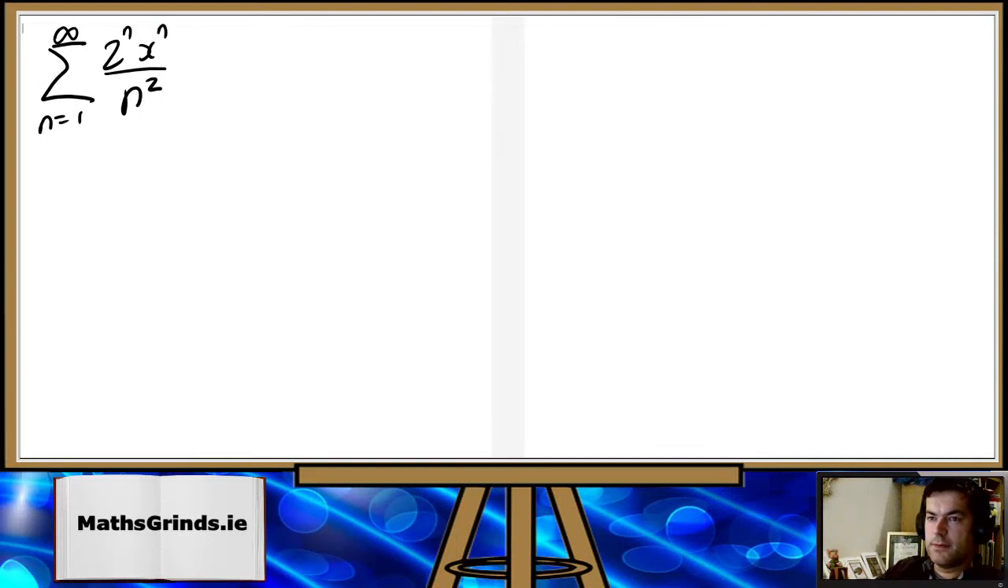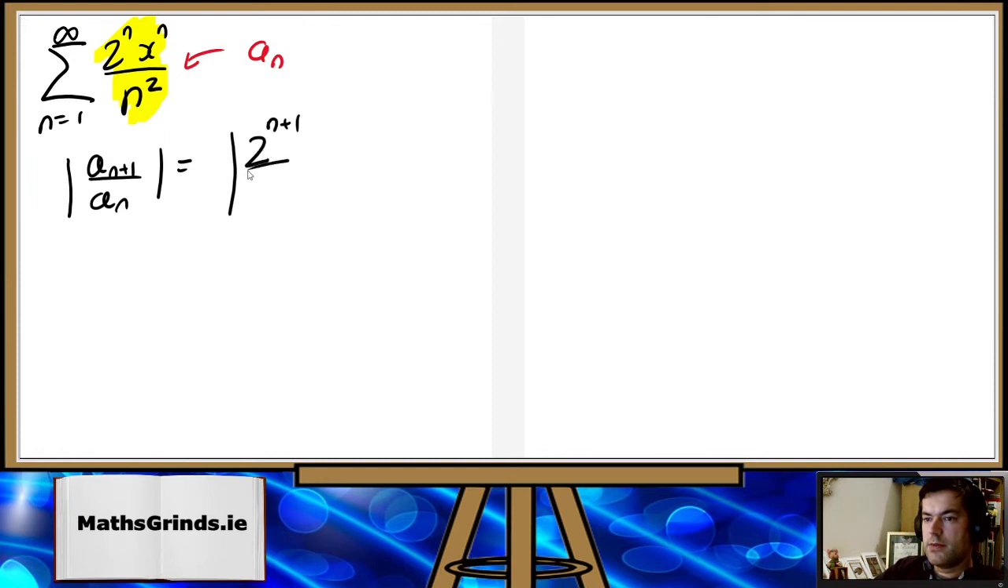Okay, let's test for absolute convergence here. So let's look at the absolute value of a_{n+1} over a_n. That would equal the absolute value of 2^(n+1) over 2^n, x^(n+1) over x^n, and then n squared over (n+1) squared.